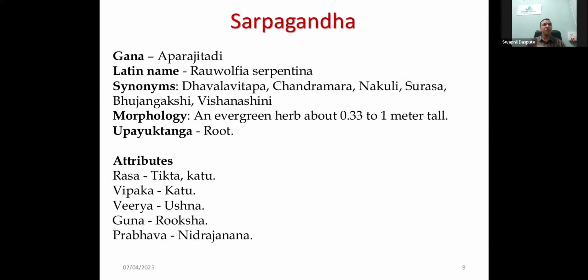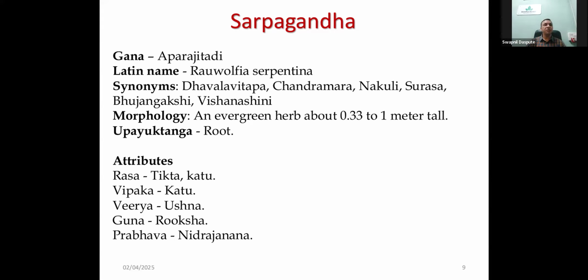Bhujanga is snake. We know Bhujangasana, right? Snake pose, cobra pose. So Bhujangakshi, Akshi is the eye. So some part of the herb must be looking like the eye of the snake. Hence Bhujangakshi. Vishanashini. Visha is poison, Nashini is to kill. So it acts on snake poisoning. Hence Vishanashini. Morphology: an evergreen herb about 0.33 to 1 meter tall. Upyuktanga: root.